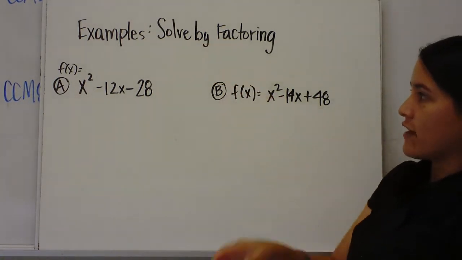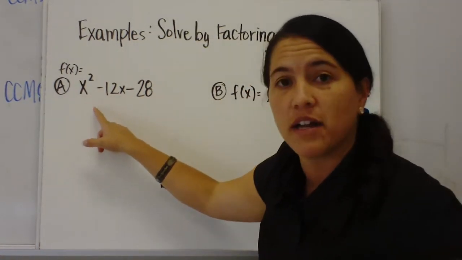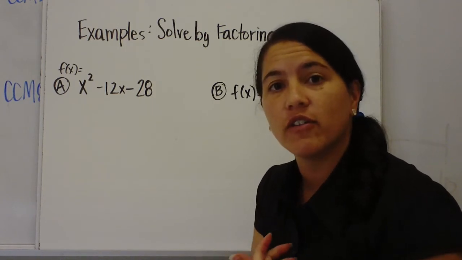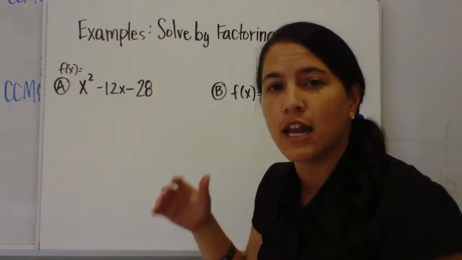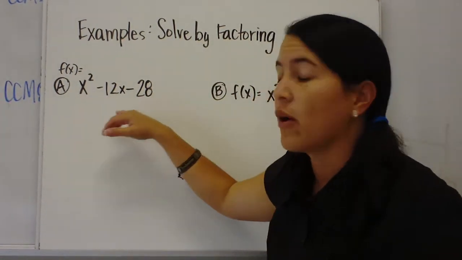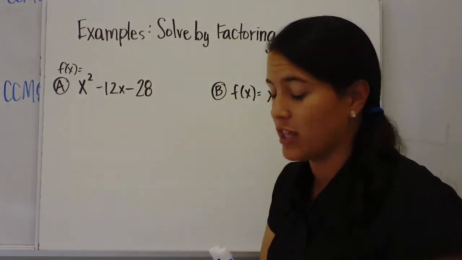All right, solve by factoring. I have a function, f of x equals x squared minus 12x minus 28. And the first thing we do to factor is we look to see, are there any common numbers, common multiples that go into all of them that we can factor out? And we're going to start with none.